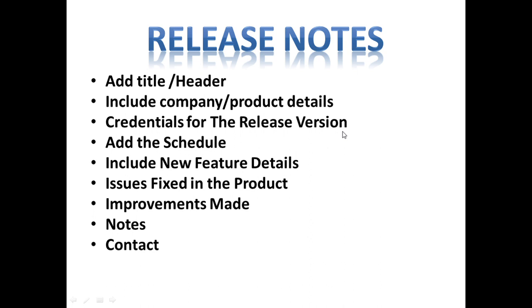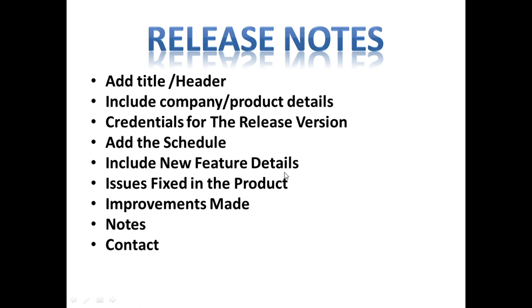So basically this credentials for the release version includes which release version this is and what the previous one was. So next, you have to mention the next release version in these credentials. Then add the schedule, which means here you have to mention the date when the new version will be available to the public or end user, when it is going to come out. So here you have to mention this particular schedule.